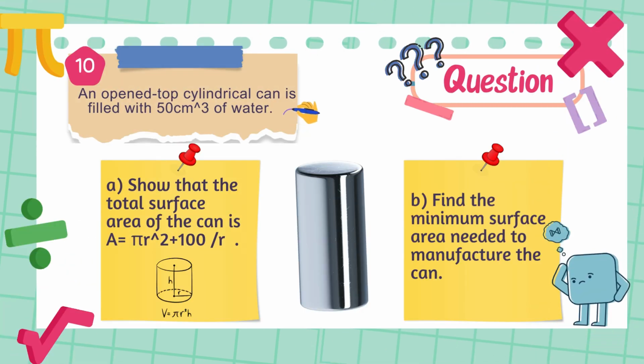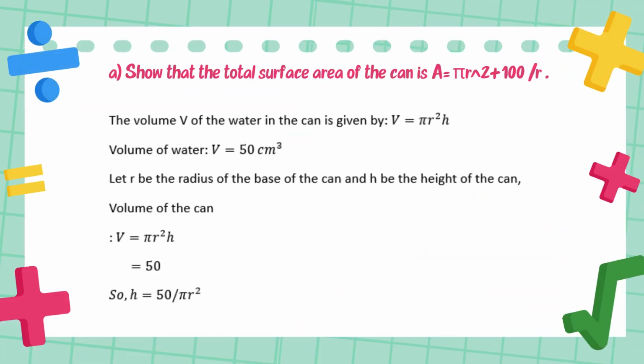An open-top cylindrical can is filled with 50 cm³ of water. A. Show that the total surface area of the can is A equals pi r squared plus 100 over r. B. Find the minimum surface area needed to manufacture the can. In this part, the question asks us to show that the total surface area of the can is A equals pi r squared plus 100 over r.